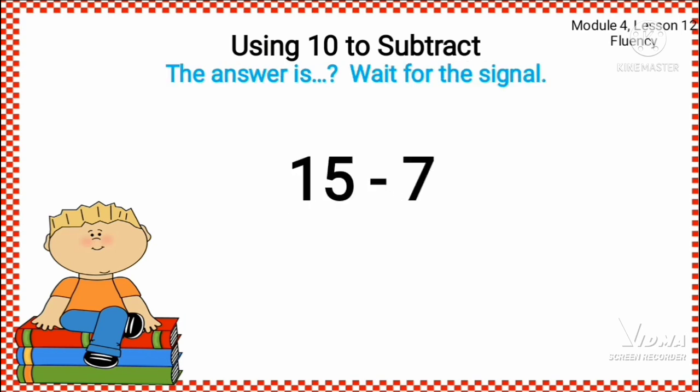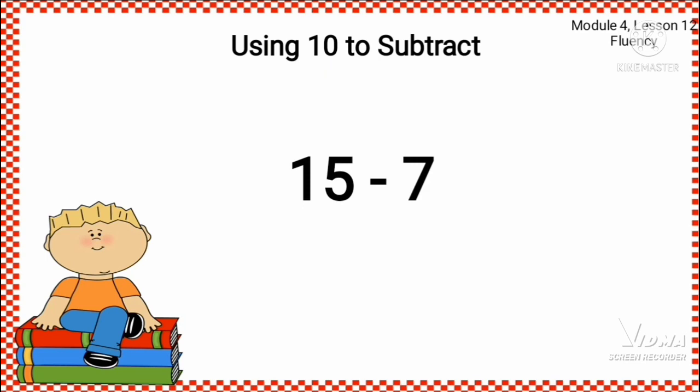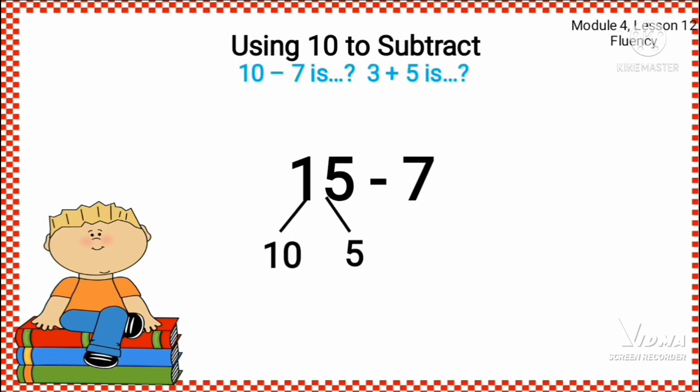15 minus 7, what is your answer? Solve quickly. 15 minus 7. Alright, let's check if your answer is correct. 15 is the same as 10 and 5. 10 minus 7 is 3, and 3 plus 5 is 8. So 15 minus 7 is 8.